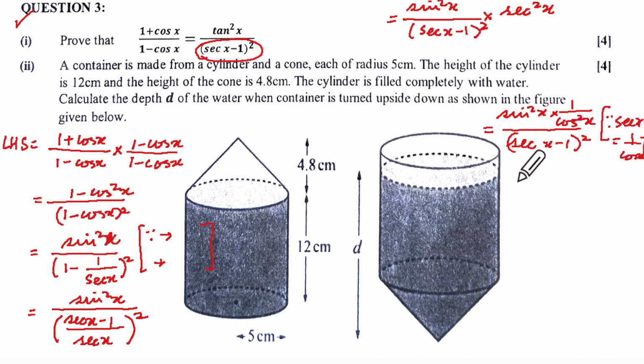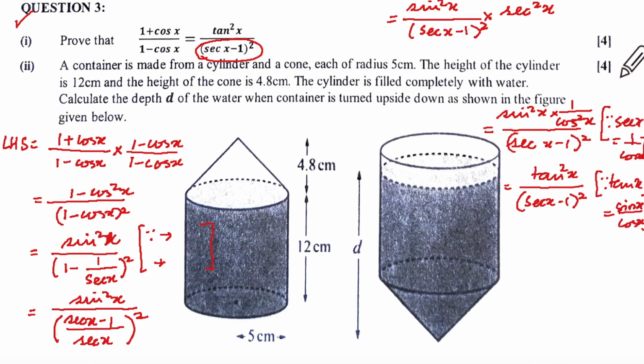Now sin square upon cos square means tan square. So tan square x upon sec x minus 1 whole square. And here I'll say since tan x equals sin x upon cos x. That will make sure that you will get your full marks. Write the reasons also properly.